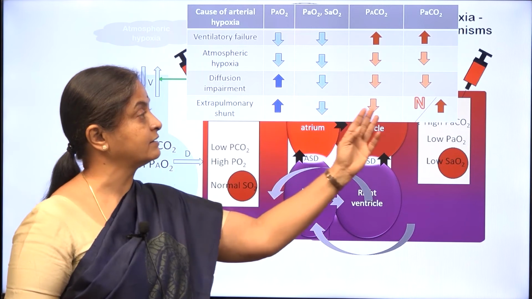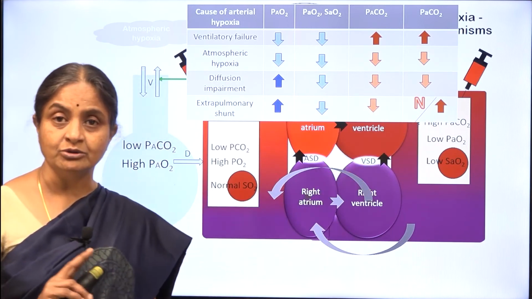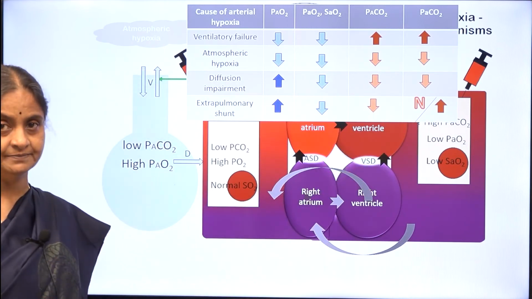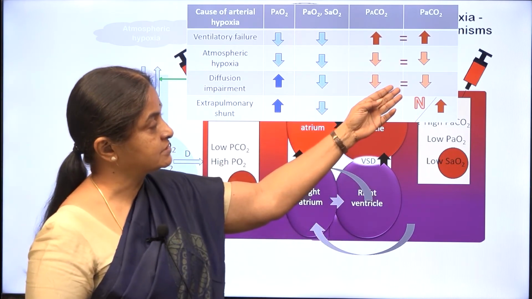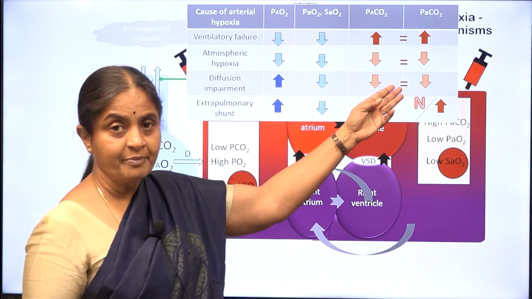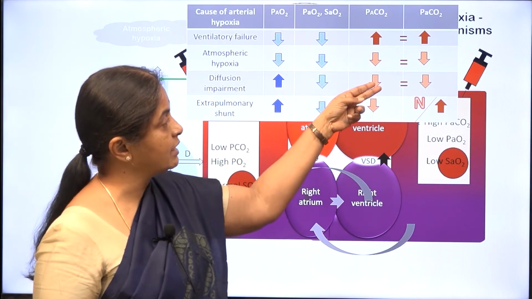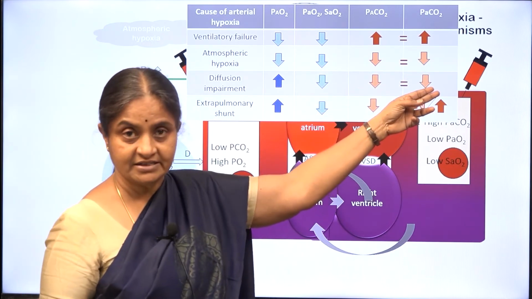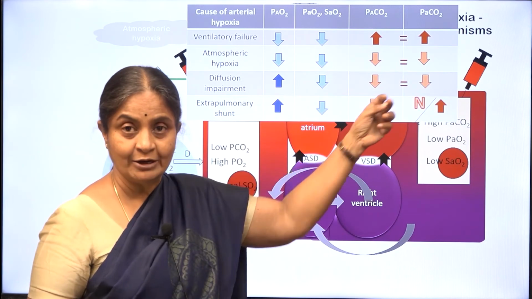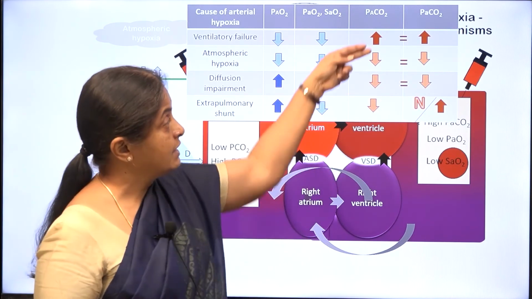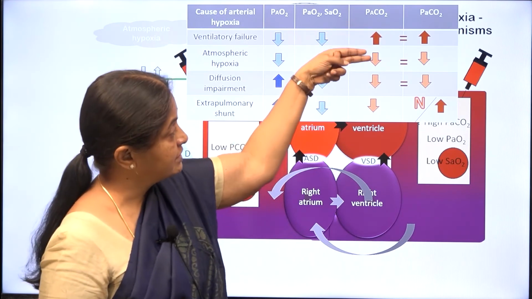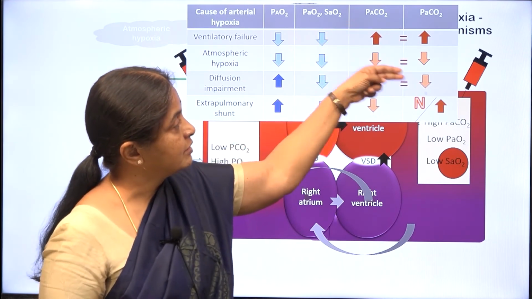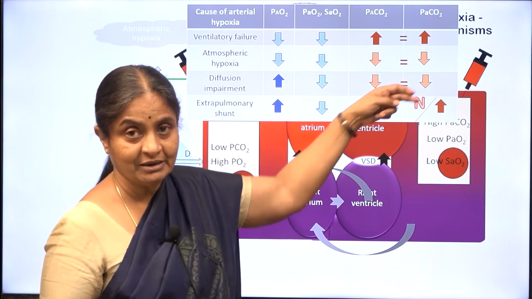But looking at the other parameters, you could differentiate one from the other. The other big lesson is in these three states, for all practical purposes, alveolar carbon dioxide is the same as arterial carbon dioxide. The normal value is 40 millimeters mercury, and in this condition it is above 40 millimeters mercury. In these two conditions, both these values are below 40 millimeters mercury.